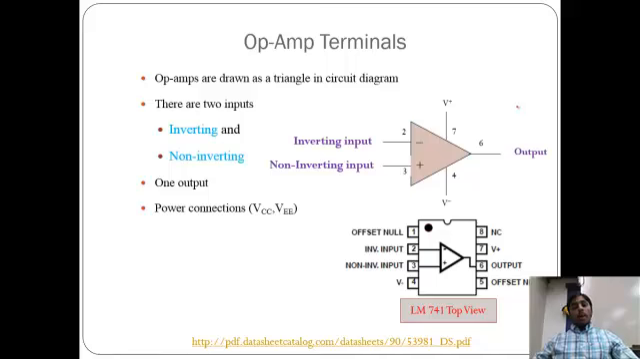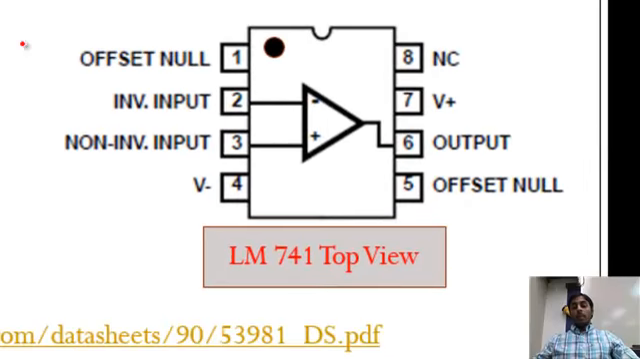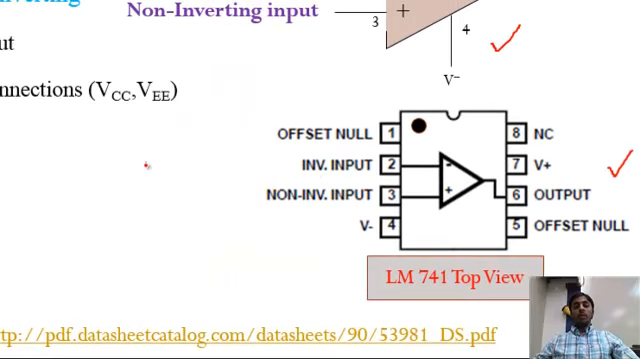So let's look at how an op-amp looks like and what the circuit schematic is. This is how an op-amp is shown using a triangle symbol in the circuit diagram. And this is how an op-amp is in terms of an IC configuration, and this particular configuration is called a DIP packaging technique, which is called a dual inline package. Meaning that you will see here it's an 8-pin IC.